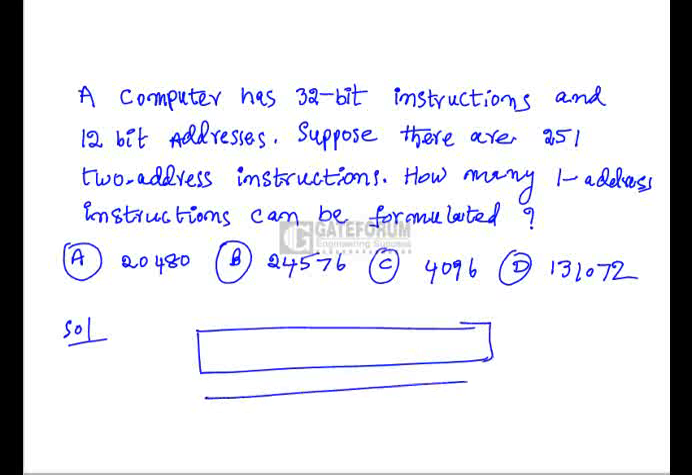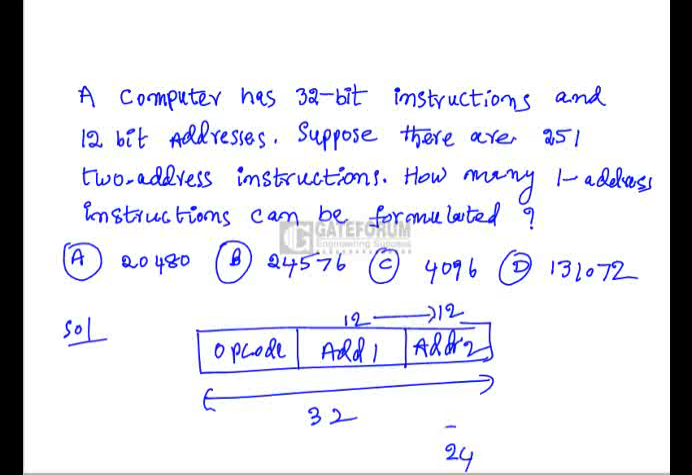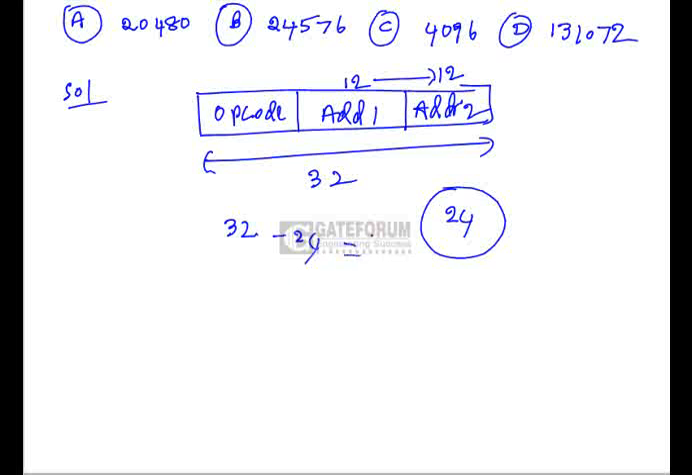Let us suppose the instruction size is 32 bits. If we represent with two-address instructions, we can have the opcode, which is compulsory in any instruction, followed by the two addresses, address part 1 and address part 2. The total number of bits required is 32 bits for each instruction. Here, address 1 takes 12 bits, address 2 also takes 12 bits. Total 12 plus 12, that is 24 bits, are reserved only for addresses. So out of this 32, if 24 bits are reserved for address parts in the two-address instructions, then the remaining bits we can use for the opcode is only 8 bits. Using 8 bits, we can perform 2 power 8 different operations. That means 256 different opcodes are possible.